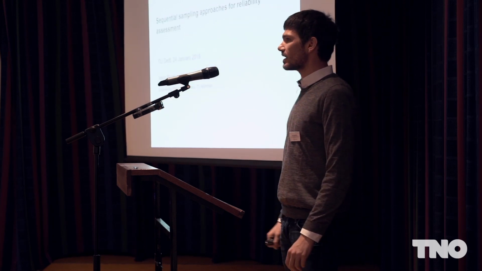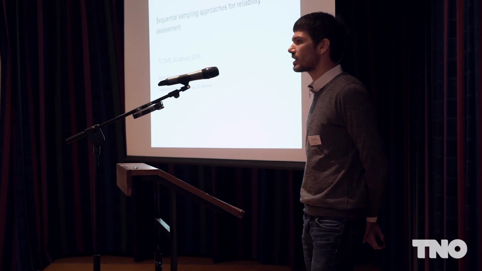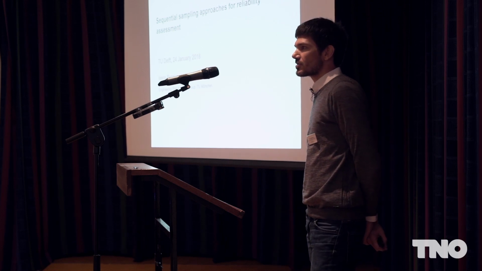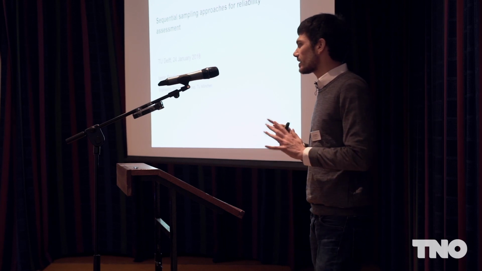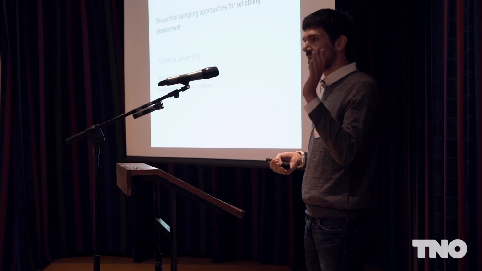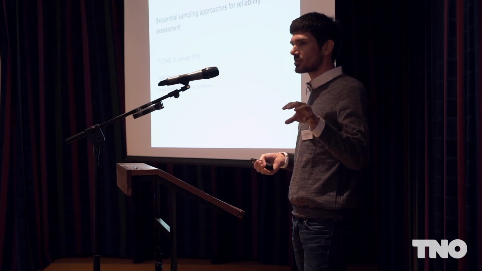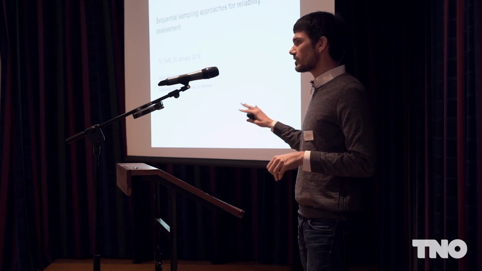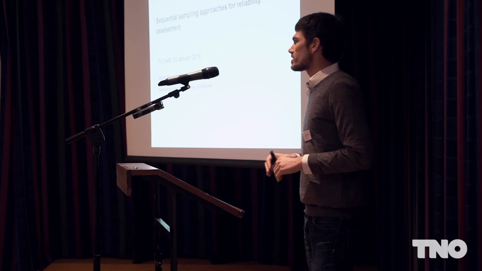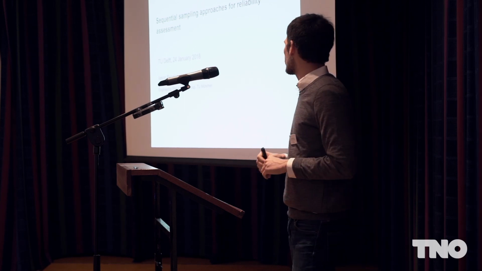My topic today is sequential sampling approaches for reliability assessment. This is a category of methods where we perform sampling in a sequence of steps, where we start from sampling from the original distribution of the random variables and try to find samples from a somehow optimal distribution for importance sampling.